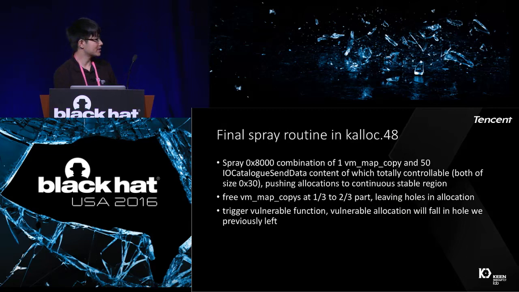So finally, we come up with the following steps in the KALLOC 48 zone. First, we spray about 8,000 combinations of one 48-byte VMAP copy and 40 OS strings in one IO catalog send data invocation, the content of which is prepared and controlled by us. And then we free the VMAP copies in 1/3 to 2/3 parts so that we can dig holes in the allocation. And finally, we trigger the vulnerability in the please3d submit commands, and the vulnerable allocation will fall in the hole we previously left.